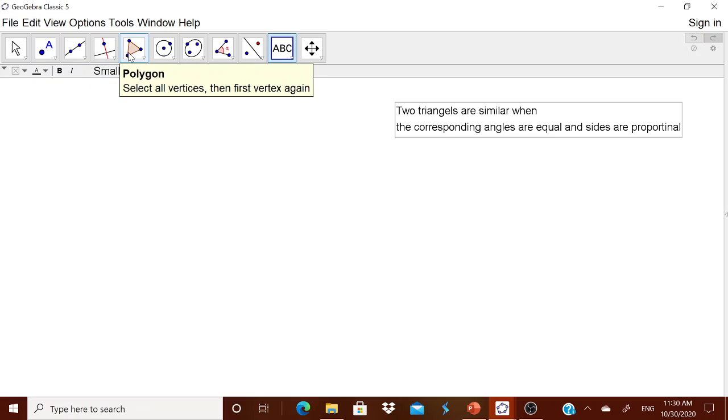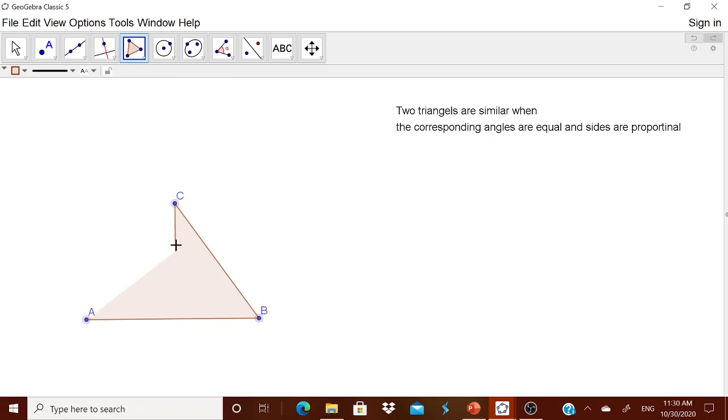Then we want to draw a triangle now. We will take this polygon. We will draw a very small triangle over here, A, B and C and back to A. Now remember, this triangle which you are making over here should be a little bit smaller, so that there is space. I will push this ABC now.